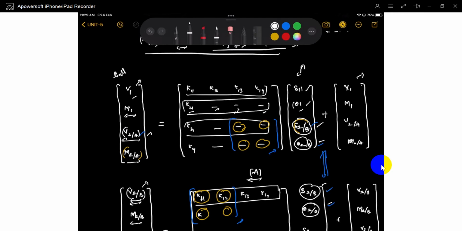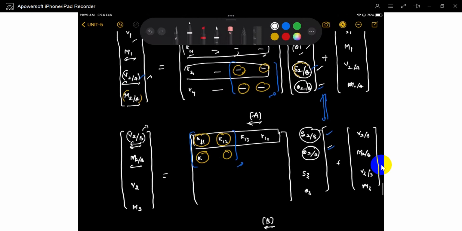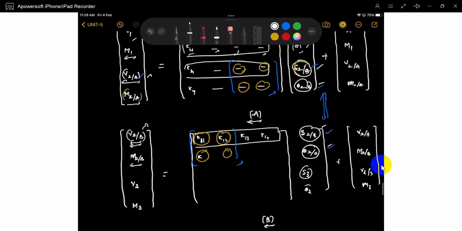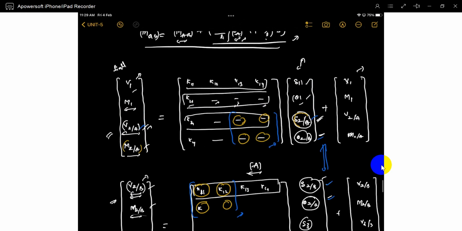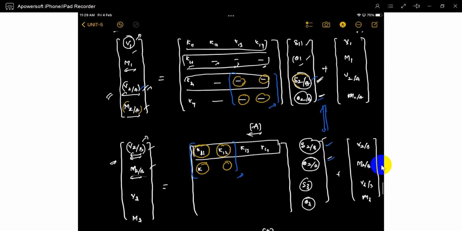For the V1, there is no relation between these 2. Only between the A matrix and B matrix, the relation is only V2A and M2A and V2B, M2B, because this delta 2 and theta 2 are the same. So there is no relation between this V1 to this delta 3. Okay, there is no relation.